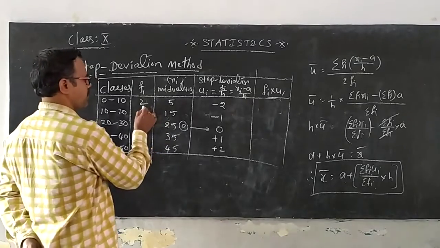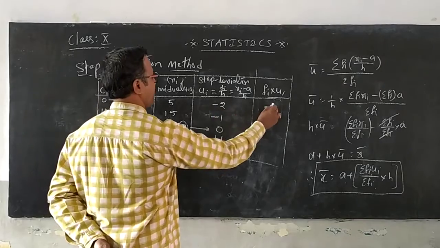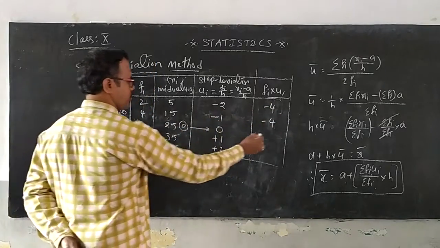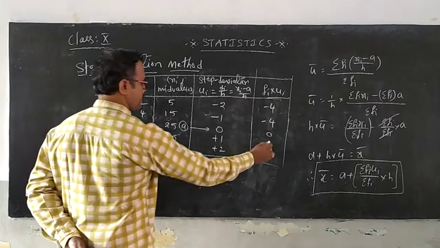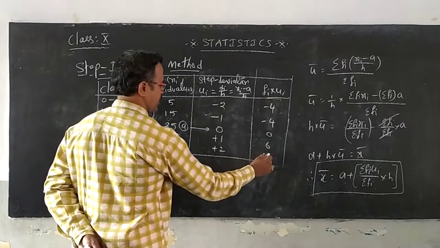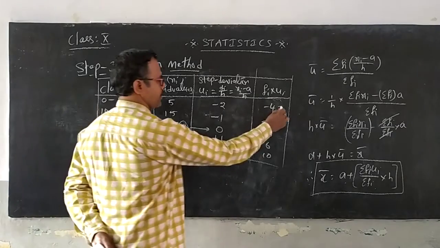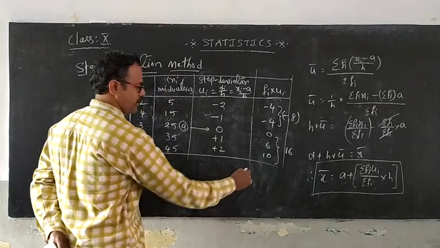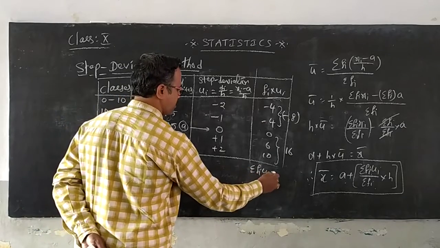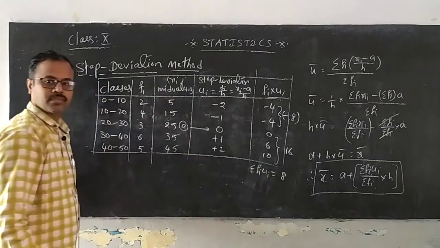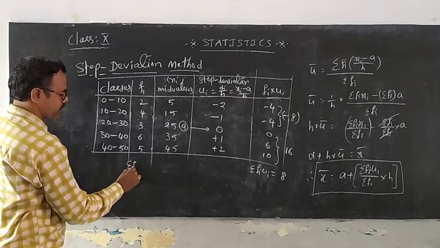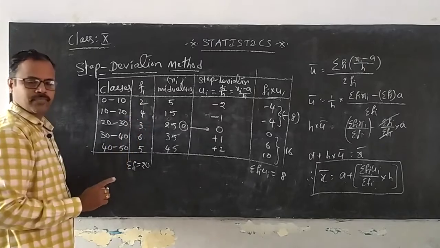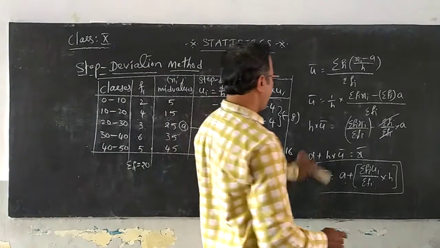Right. Now, you multiply the fi into ui: minus 4, 4 into minus 1, minus 4; 3 into 0, 0; 6 into 1, 6; 5 into 2, 10. You get here minus 8 and you get here 16. When you add, you get sigma fi ui is equal to 8. Now, what about sigma fi? Very good, Nana. 20, isn't it? Now, I want to find x bar.